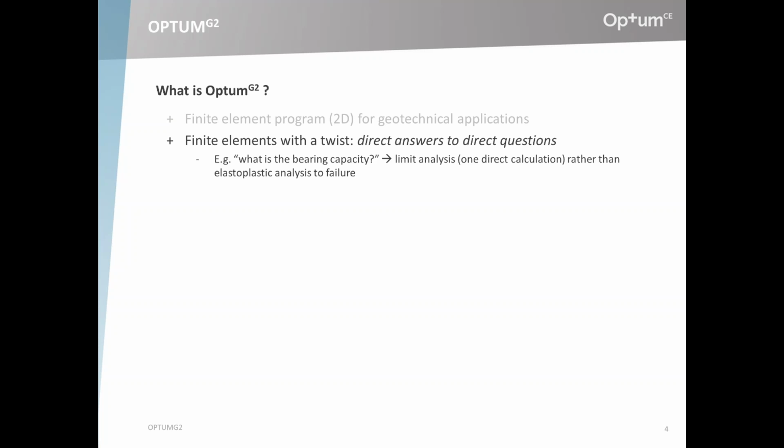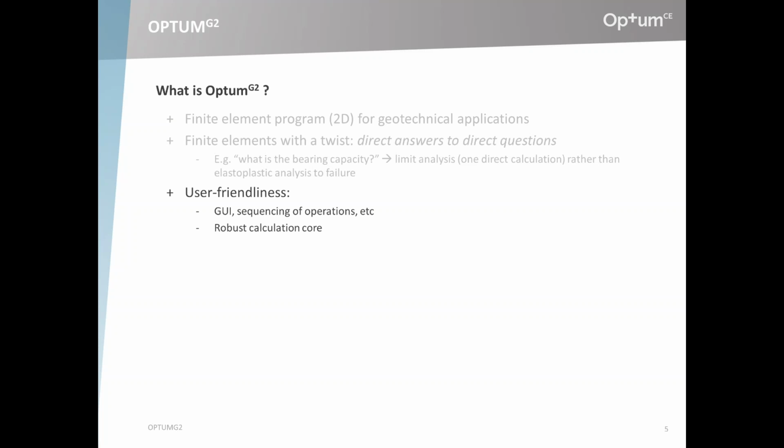Whereas with OptumG2, we have an analysis type directly geared at answering this question, and that is, in this case, limit analysis, which in one direct calculation gives a very direct answer to a very direct question. There's lots of examples like this, and I'll go through some of them in the application examples in a little while as well. So this really provides a very high level of user friendliness, just this ability to answer direct questions in a direct manner. That's one aspect of user friendliness.